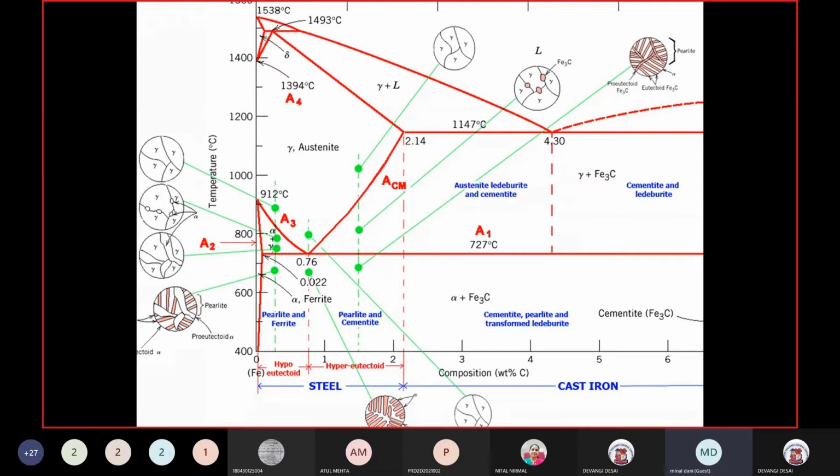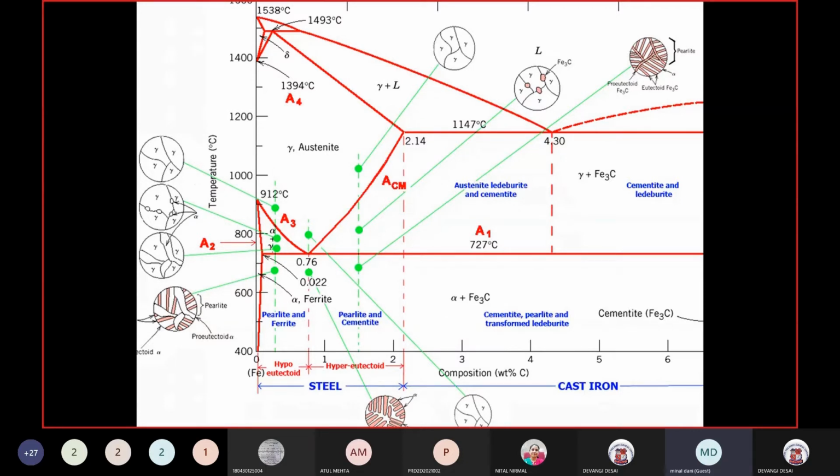So your first reaction, you can easily say that at 0.76 pearlite phase is present. When you go to the left, between 0 and 0.76 percentage carbon, the phase present is pearlite plus ferrite. And once your carbon content is more, above 0.76 up to 2%, your phases present are pearlite and cementite. Your cementite is Fe3C. It is a chemical compound.